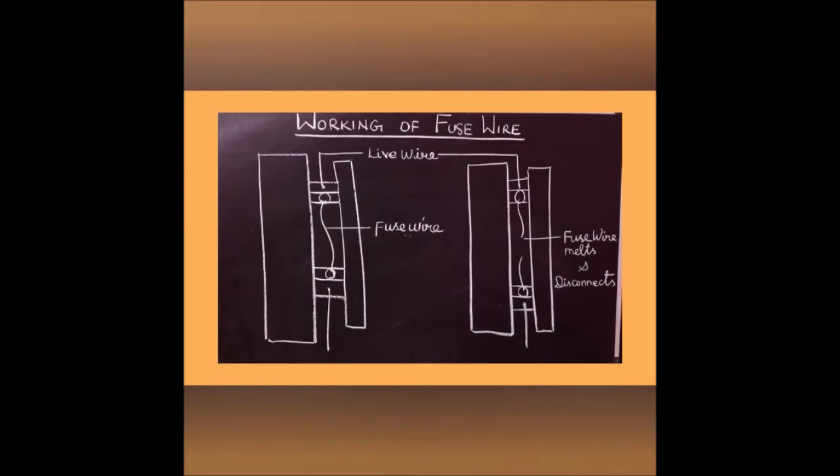Fuse wire is also an application of heating effect. The fuse wire is connected in series in an electric circuit. When a large current passes through the circuit, the fuse wire melts due to Joule's heating effect. Hence, the circuit gets disconnected. Therefore, the circuit and the electric appliances are saved from any damage. The fuse wire is made up of material whose melting point is relatively low.